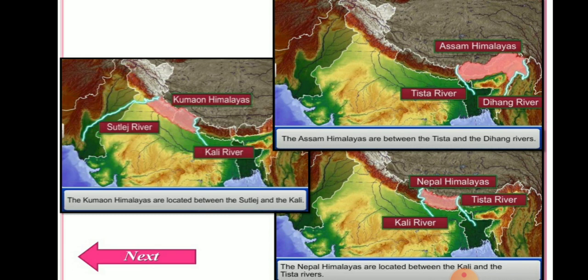And we have here Nepal Himalayas in between Kali River and Tista River, and we have Assam Himalaya in between Tista River and Dihang River. So this is the section of Himalaya from west to east.